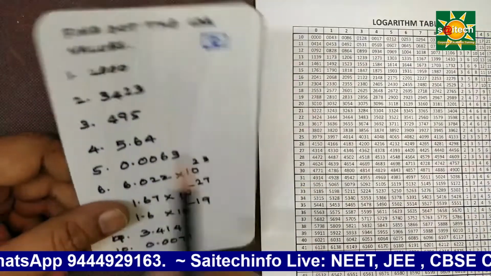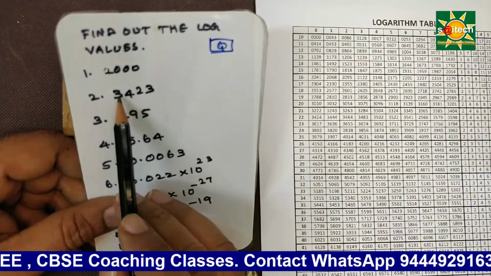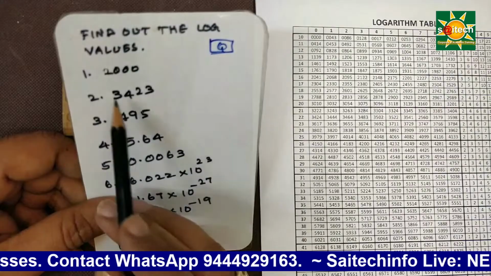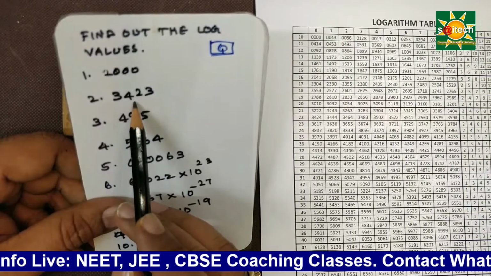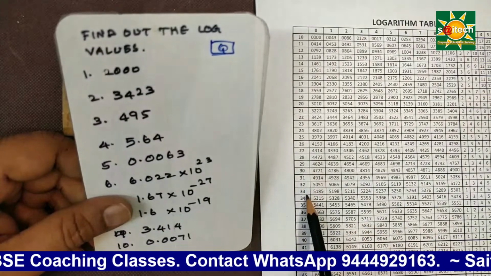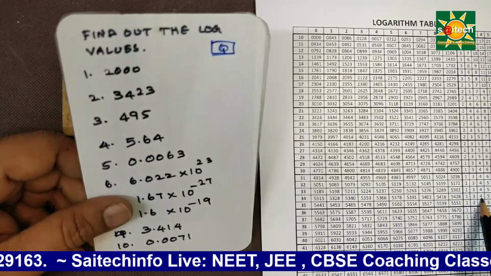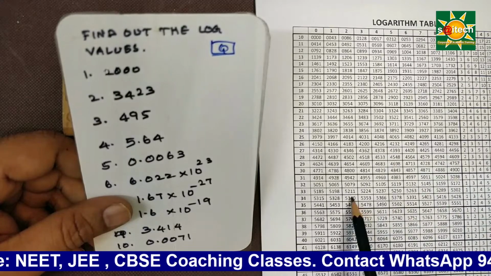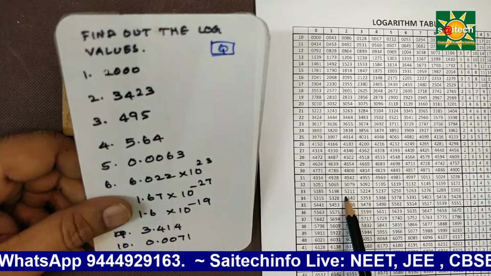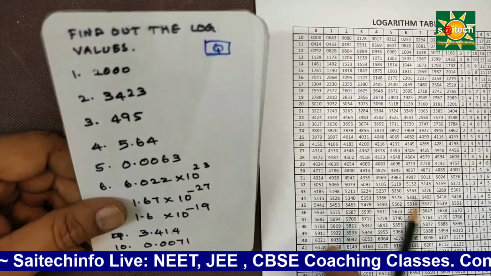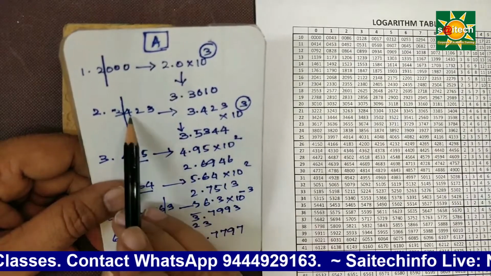Similarly, 3423. What is the log value of 3423? There are 4 digits, so you reduce 1 digit, so 3 point, and check for 34 in 2 and 3. So 34 gives 5340, and go there in column 3, 4. The mean difference is 4. So 34 means 5340 and 4, so 5344. So 3.5344. Are you able to find out?